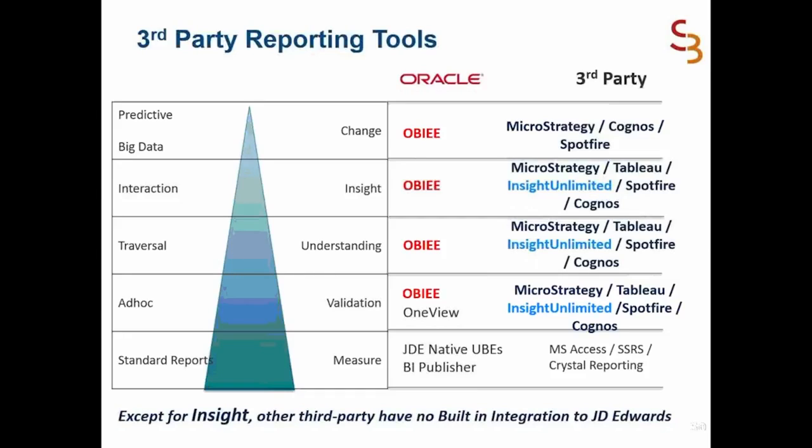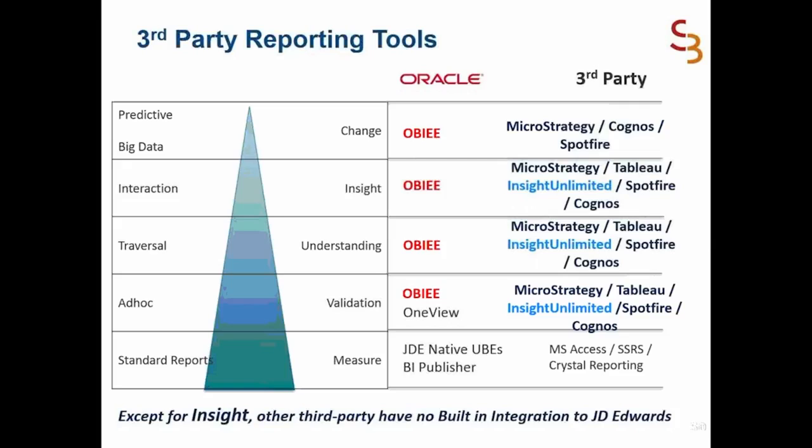So let's look at the comparable tools. MicroStrategy, Cognos, Spotfire. All of these tools are also considered enterprise BI platforms, and they have their advantages and disadvantages as well compared to OBIEE. The nice thing to know about OBIEE is that it's an Oracle product, and there are some pre-built integrations to JDE Edwards.